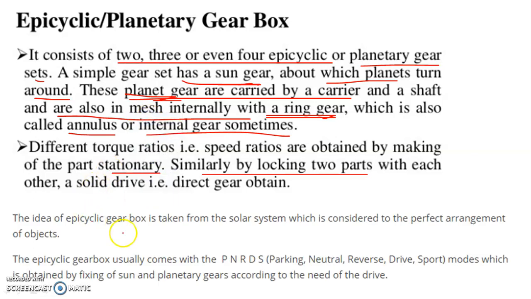The idea of epicyclic gearbox is taken from the solar system, which is considered to be a perfect arrangement of objects. So the solar system was in front of the designers of the epicyclic gearbox. The epicyclic gearbox usually comes with PNRDS. P means parking, N means neutral, R means reverse, D means drive, and S means sports. These are different modes, obtained by fixing the sun and planetary gears according to the need of the drive.